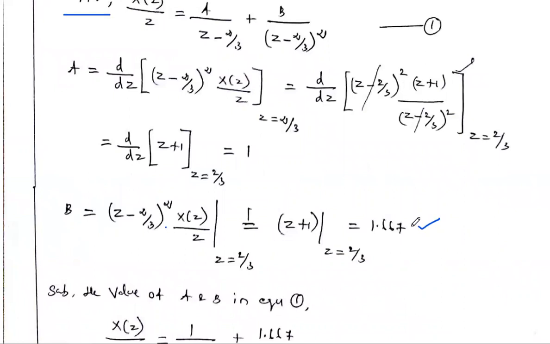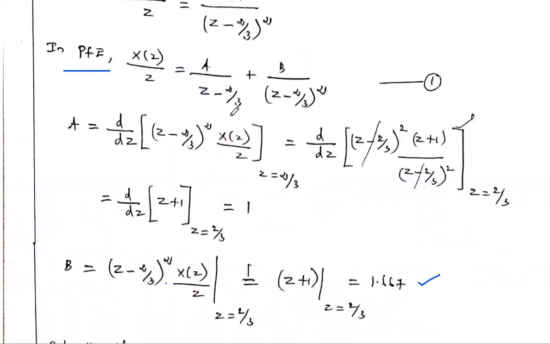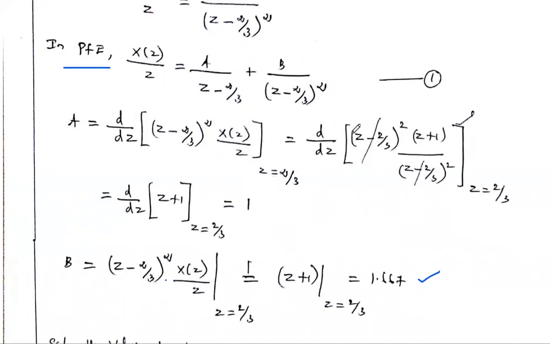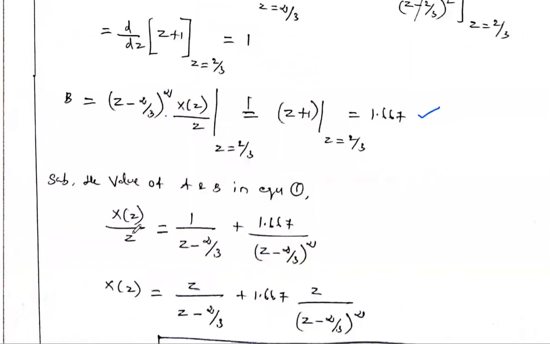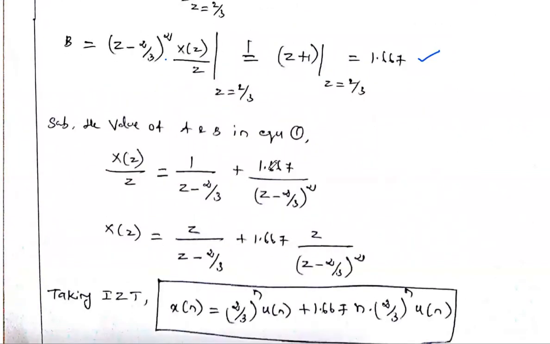Okay, so we calculated the two partial fraction coefficients. And what is the next step? We have to substitute the value of A and B in equation number 1. Okay, in this equation number 1, that is X(z)/z, we have to substitute. So the X(z)/z can be written as 1 by (z - 2/3) plus the B value as 1.667 divided by (z - 2/3) the whole squared.